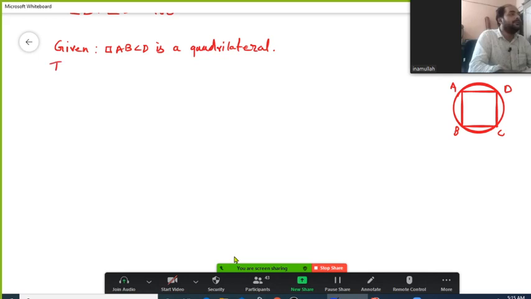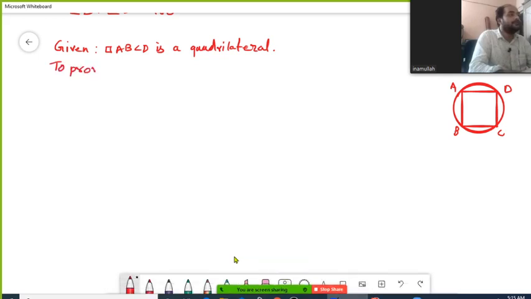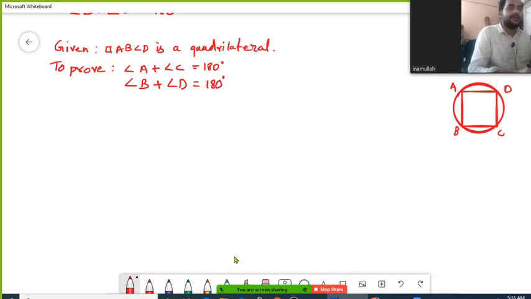To prove: angle A plus angle C is 180 degrees, that we need to prove. The same way we need to prove angle B plus angle D is 180 degrees. Any one of them can be proved as 180. The same method can be followed to prove the other set of angles. Proof.